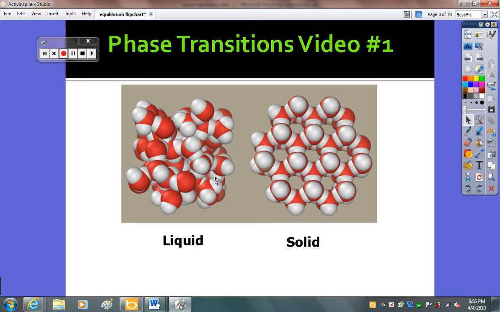In a phase transition, such as going liquid to solid, you're going to have a change in how the molecules are organized. In the case of a liquid, the molecules are unorganized, versus in a solid when the molecules are nicely organized. You see repeating units.